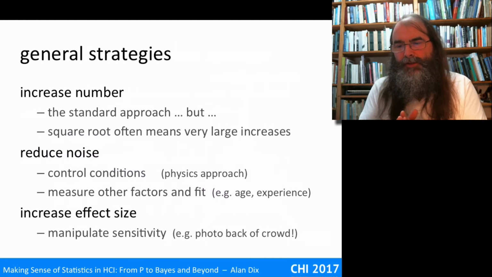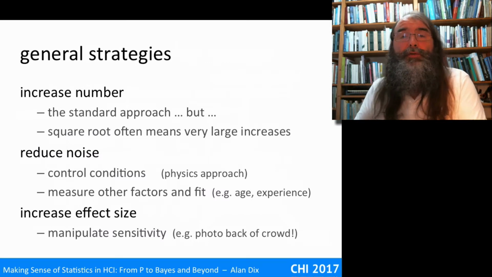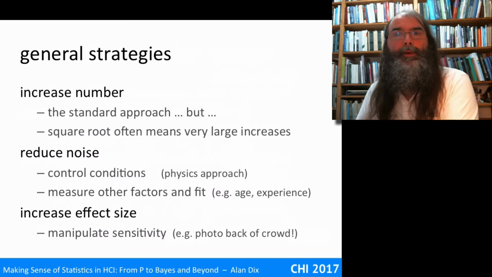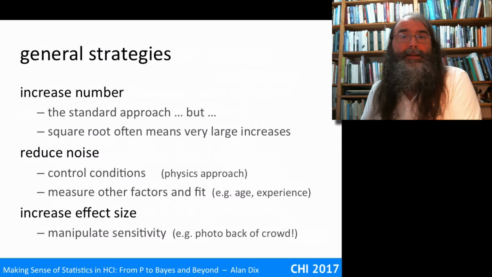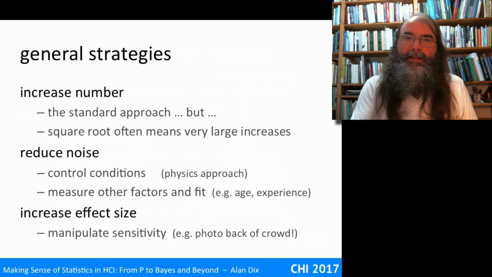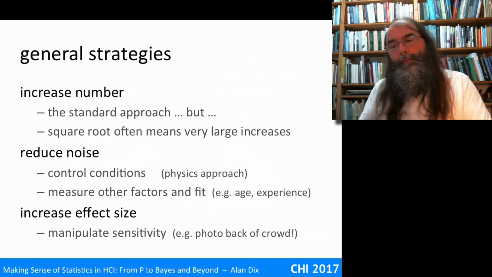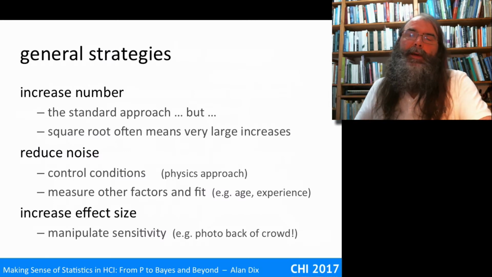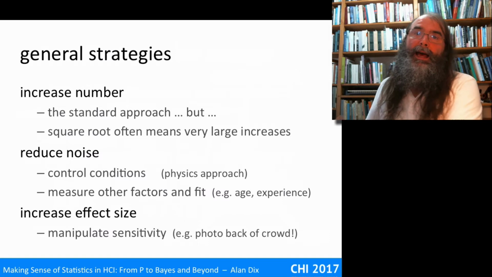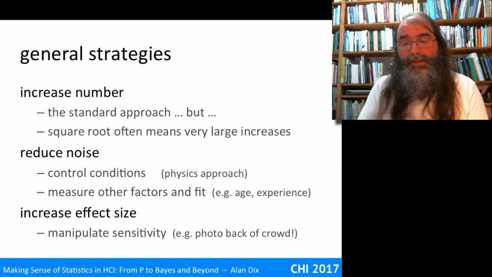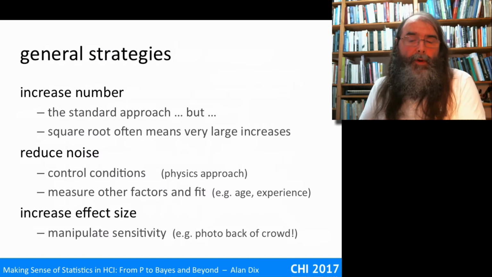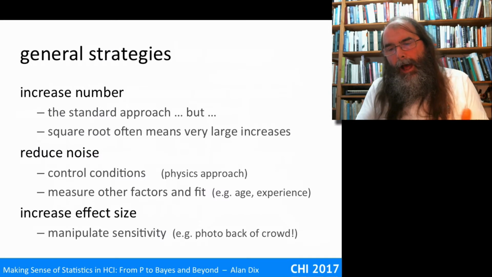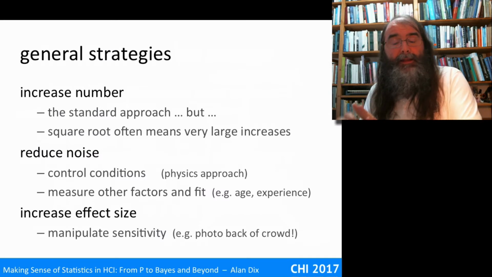So you can control the conditions. The other thing you might do is you might not be able to control what's happening, but you might be able to measure things that get in the way. So for instance, if you've got lots of people, if you measure their age, if you measure their experience, then you might be able to model the effects those have, and then effectively reduce the unknown noise. And then the third thing you can do is to attack the effect.